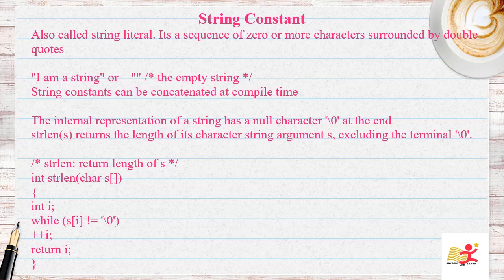And the string constant is an array of characters. When you represent it internally, at the end of a string, a null character is added. Null character means \0 in single quotes. So the physical storage required for a string is always one more than the number of characters between the quotes. Suppose you have a string between the quotes with 10 characters, you need 11 spaces for it because a \0 will be appended at the end.